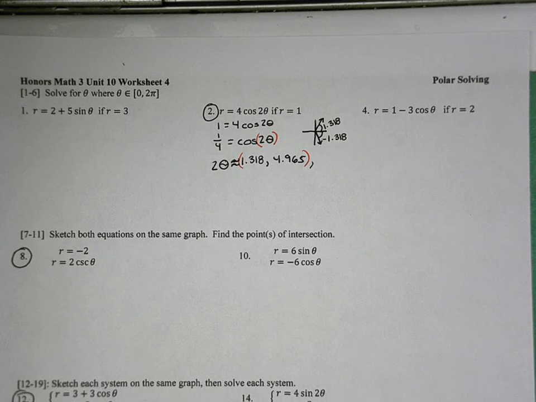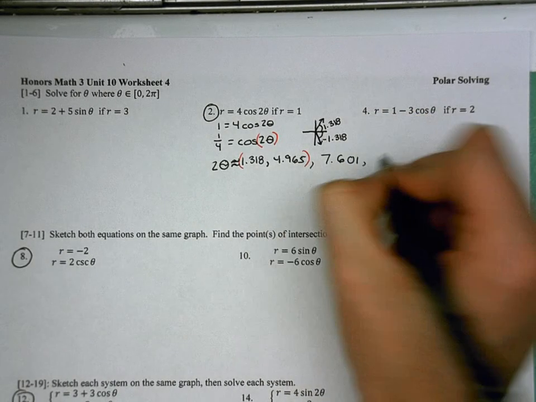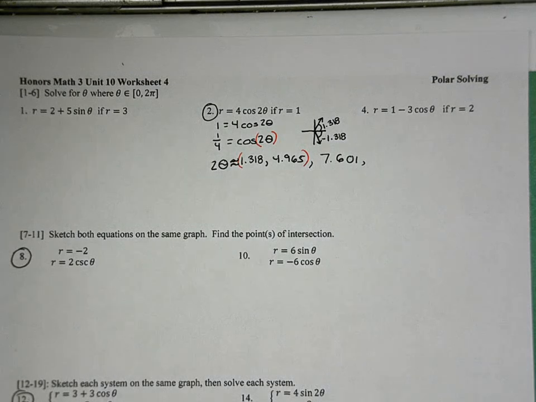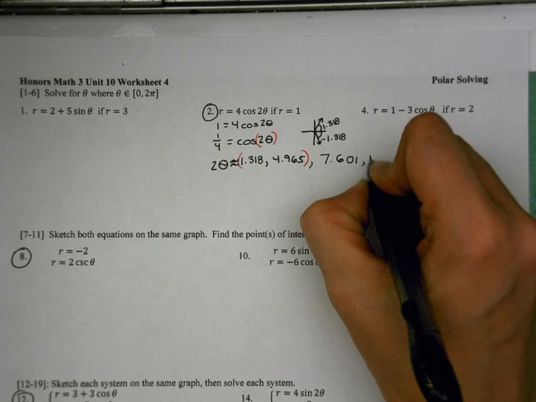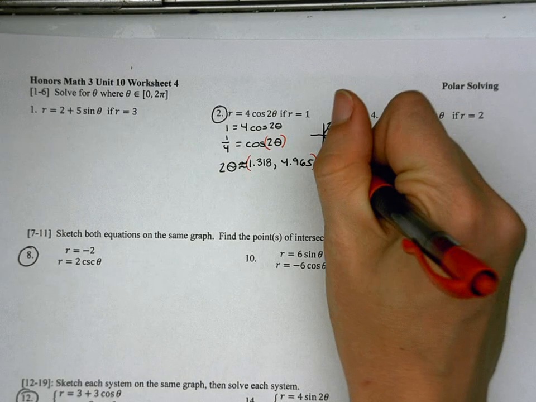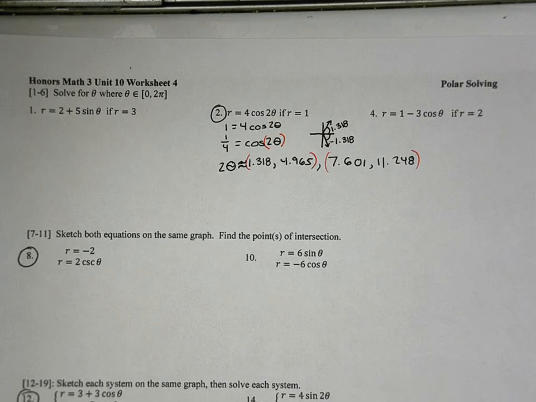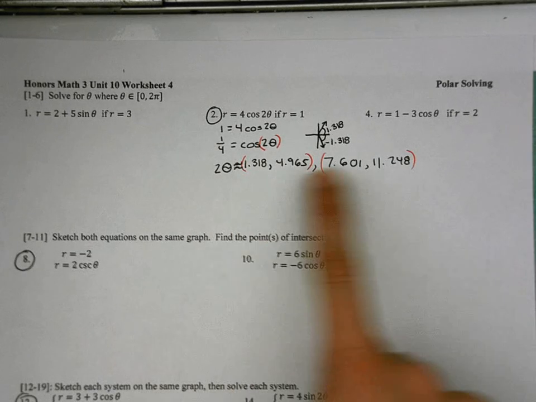And so we'd be doing 2 pi plus that 1.318, which is approximately 7.601. And then 2 pi plus the 4.965, which would be 11.248 approximately. And there's that second rotation of our cosine. Okay? So now we have 2 theta equals our 2 rotations.